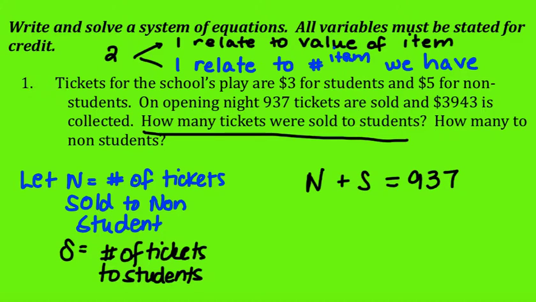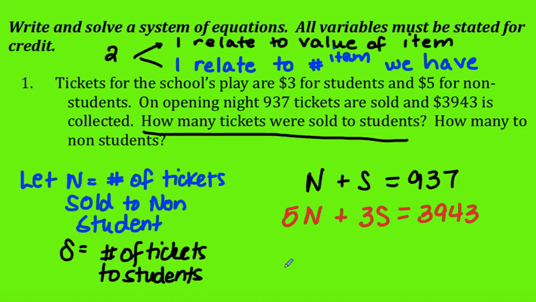The second equation I'm going to write is going to relate to the value of those items. So I know that tickets for students were $3, and for non-students were $5. The total amount that they collected was $3,943. So I took the value of each ticket, or the cost of each ticket, and multiplied it by the number of tickets sold to get the total amount we collected.